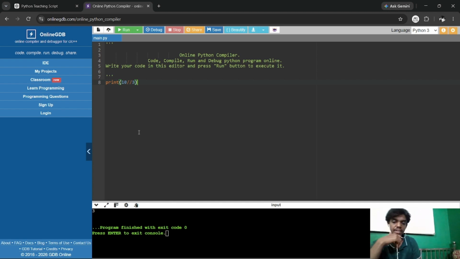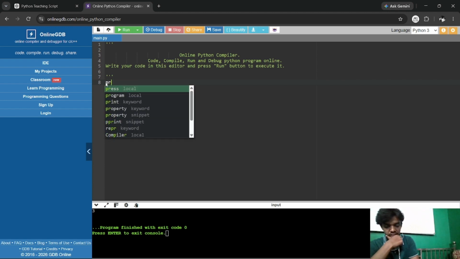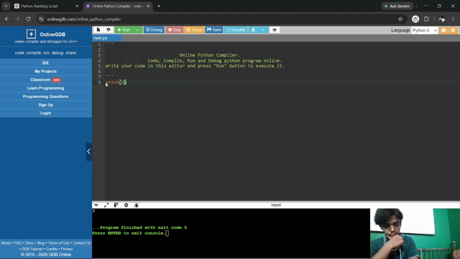I hope you're understanding it. So next we have the exponent function, which is the double multiplication sign. Let's write a print function for it too. So print 2 exponent 3. What would be the output? It's 8. As you know, this means 2 to the power 3, which means 2 multiplied by 2 multiplied by 2, which equals 8.